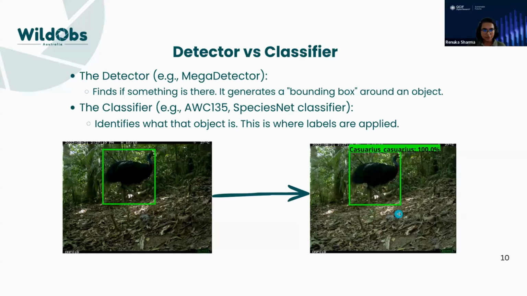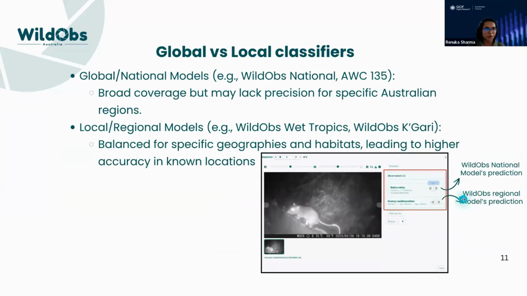Here is the difference between the detector and classifier. The detector is used to find if something is there, like it's drawing the bounding boxes around this cassowary. And then when the snip is transferred onto the classifier, it will be able to provide the label to that bounding box and also give its confidence score, how confident it is in this particular prediction.